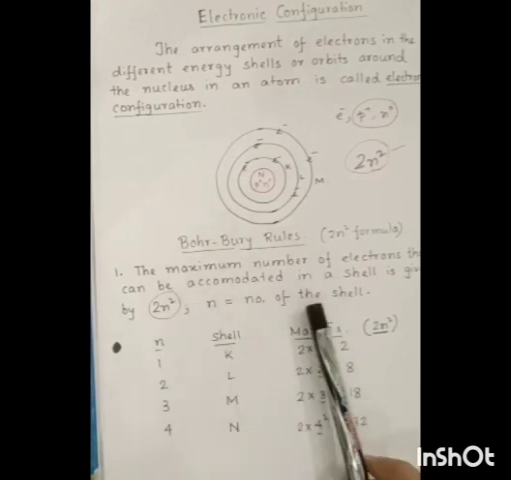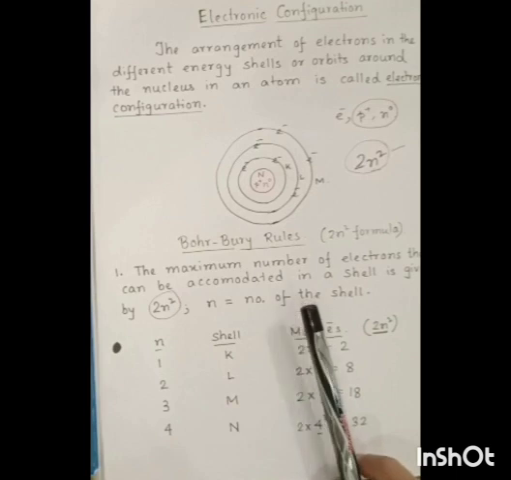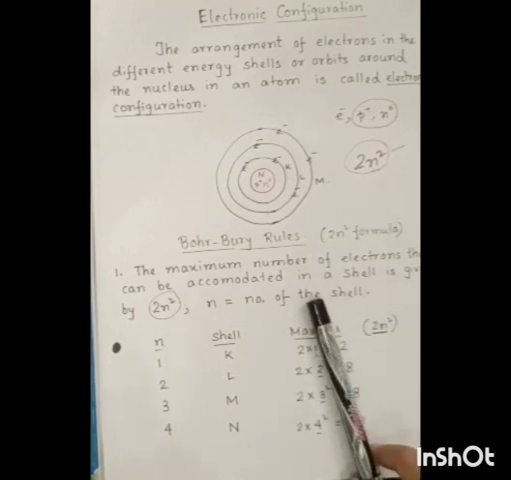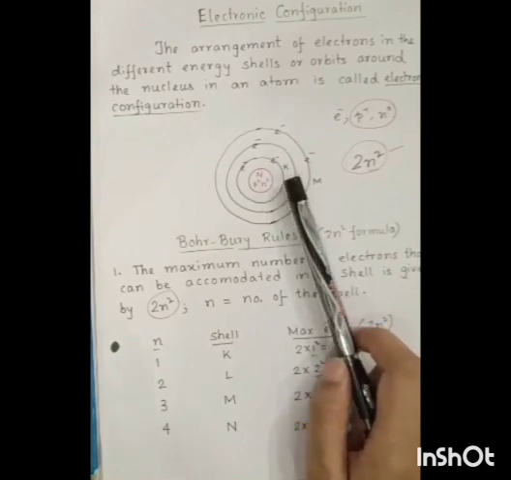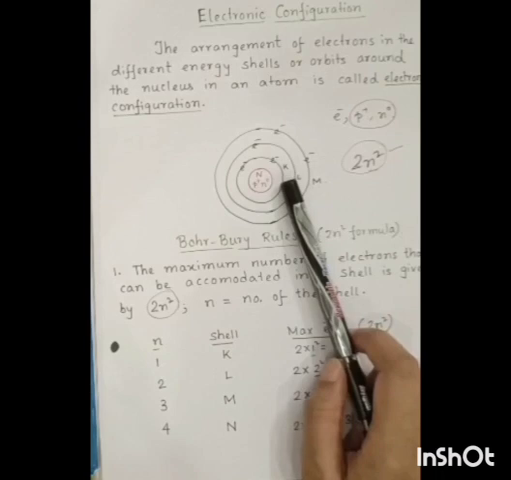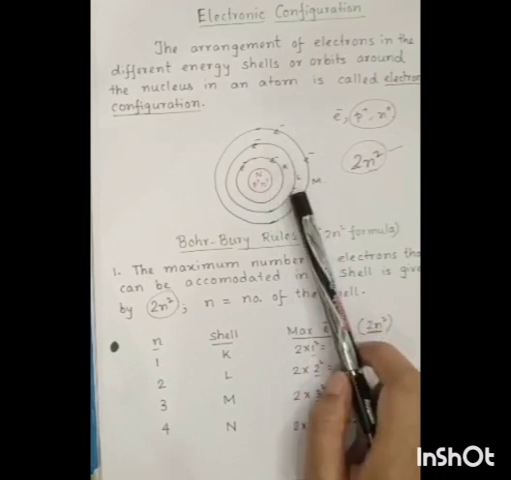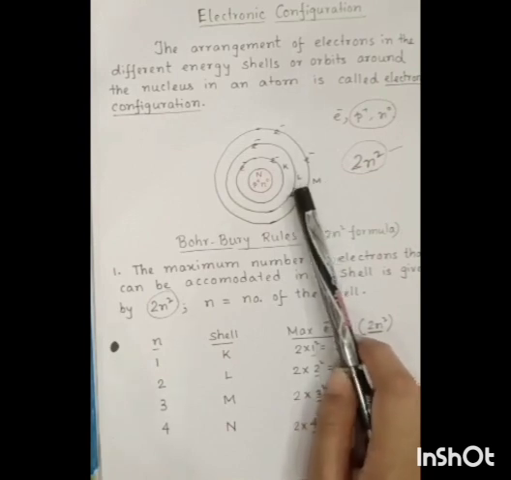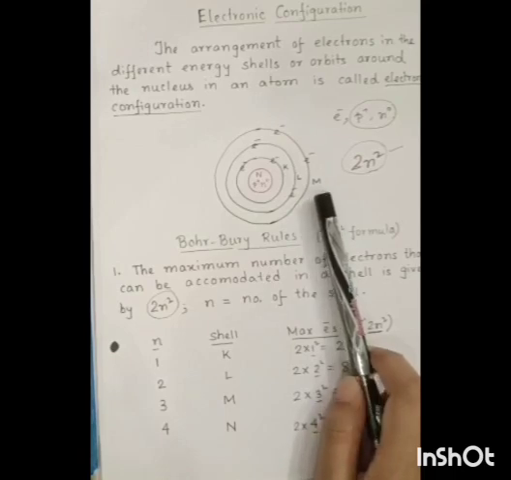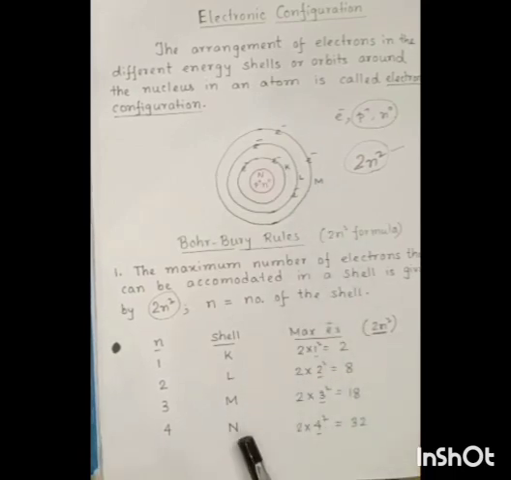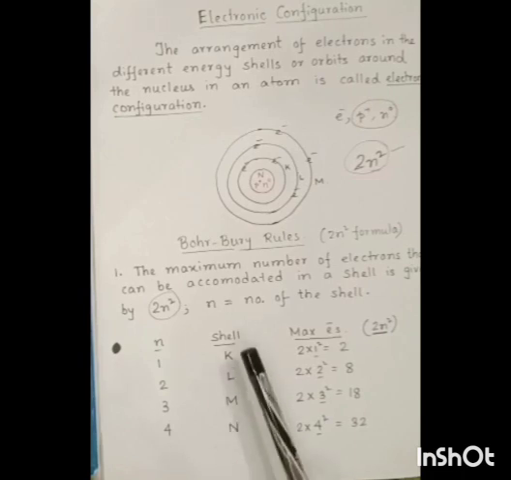Now, before I start explaining Bohr-Bury rules, let me tell you the names of the different energy shells or orbit. Now, the shell which is closest to the nucleus is called the first shell and named as K shell. This shell is also known as innermost shell. Now, the shell that is next to K shell, that is the second shell, is named as L shell. The third shell which is next to L shell is named as M shell, and the fourth shell which is next to M shell is named as N shell. So, this is how the names of the shells were given, K, L, M, N.